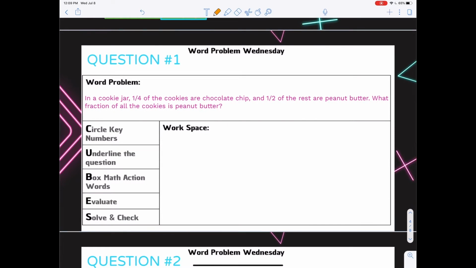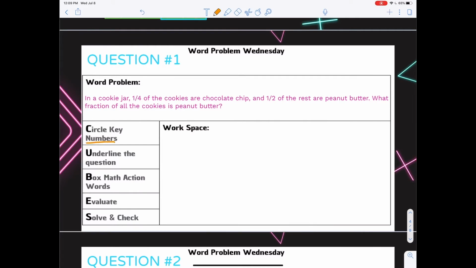So we're going to do cubes with this. So I'm going to go ahead and read it. It says, in a cookie jar, 1/4 of the cookies are chocolate chip, and 1/2 of the rest are peanut butter. What fraction of all the cookies is peanut butter?